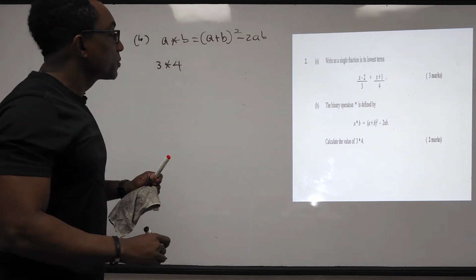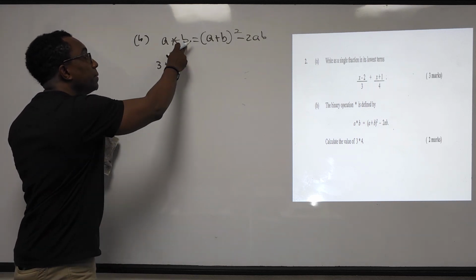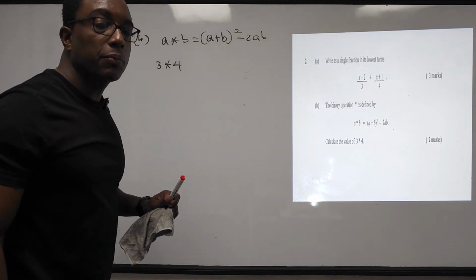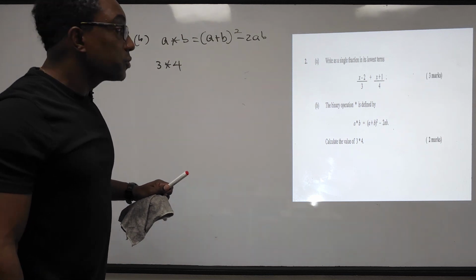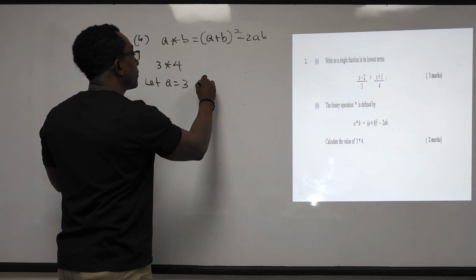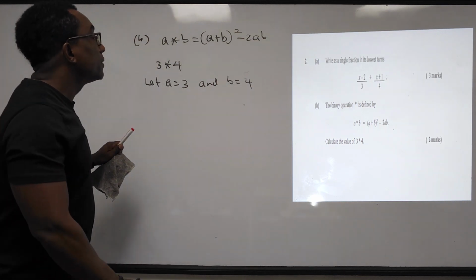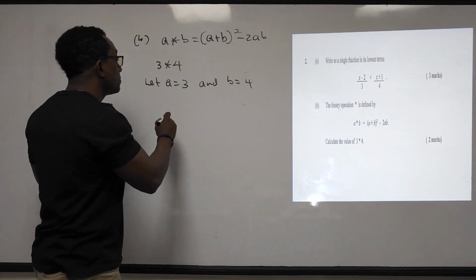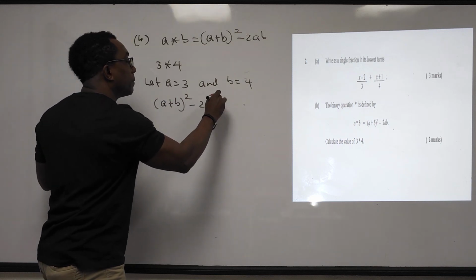asterisk 4. So to find that value, we know we let A be 3, B be 4, and we're going to use this expression on the right of the equal sign to help us to achieve a result for 3 asterisk 4. So we begin by simply stating let A be equal to 3 and B be equal to 4, and we're simply going to replace this expression here with the result of A and B. This becomes A plus B in brackets squared minus 2AB.